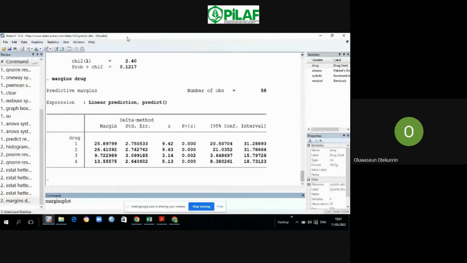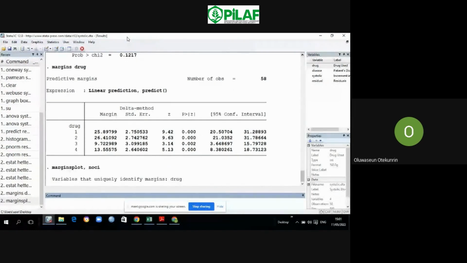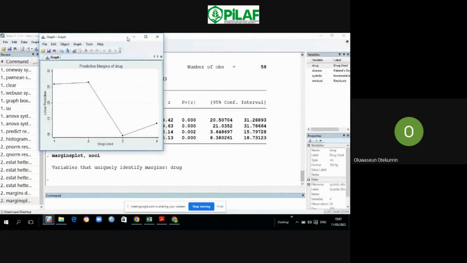Then we want to get the plots of the margins now. So type marginsplot, noci. Marginsplot, noci. You can see this plot now. Predictive margins of drug. You can see drug used. The linear prediction is actually the increment in systolic blood pressure. You can change that from your graph using your graph tools. Systolic blood pressure.